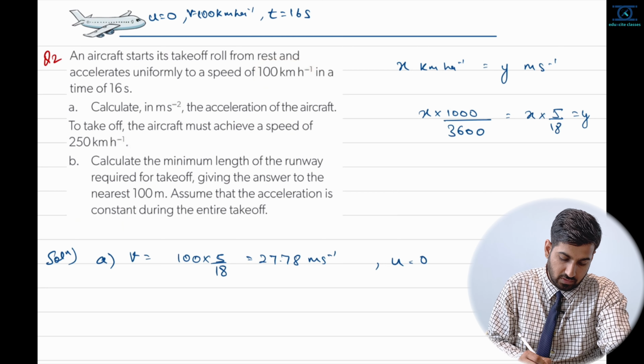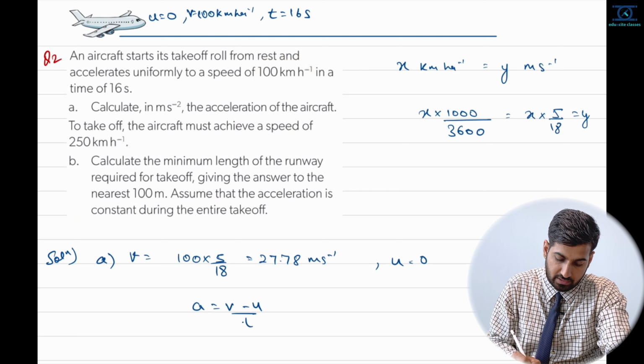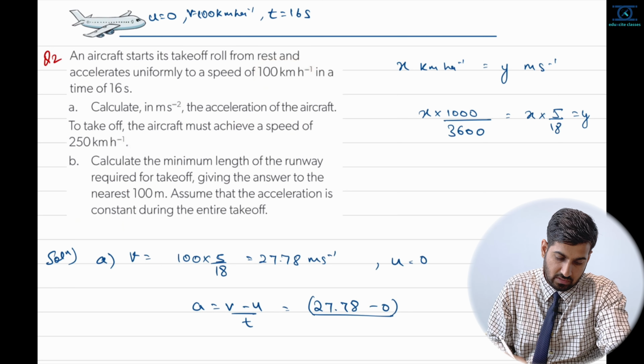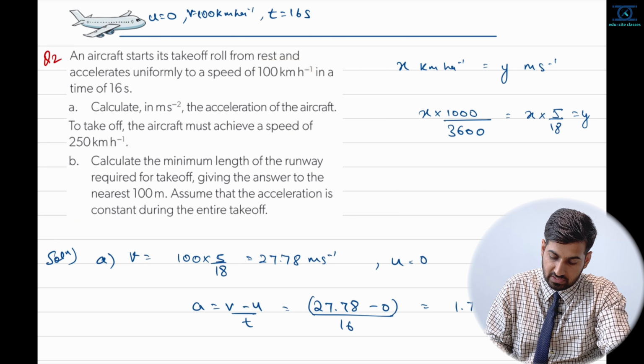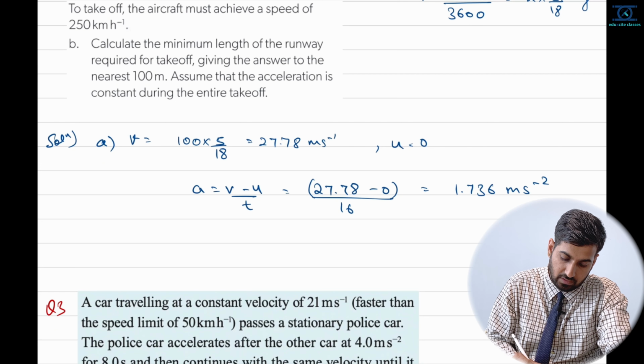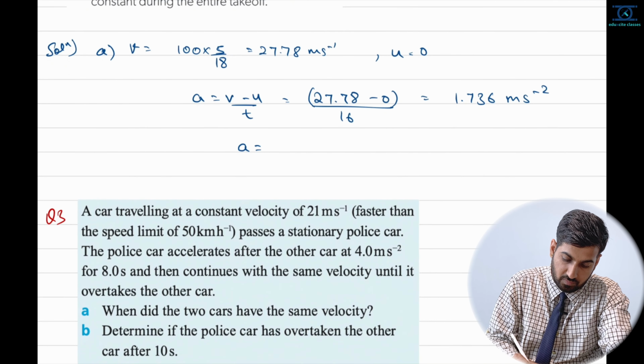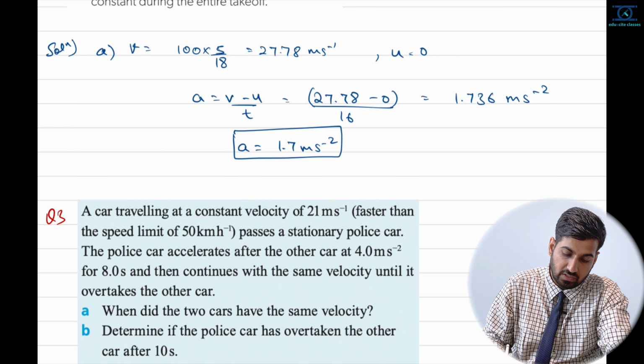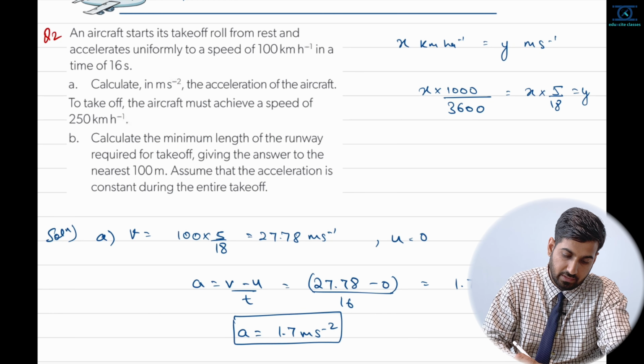So what we can do for the acceleration is (v minus u) by t. So v is 27.78 minus 0 over time, which is 16 seconds. If you solve this, you will get 1.736 meter per second square, or simply you can say acceleration is equal to 1.7 meter per second square. So this you can solve for the A part, right?